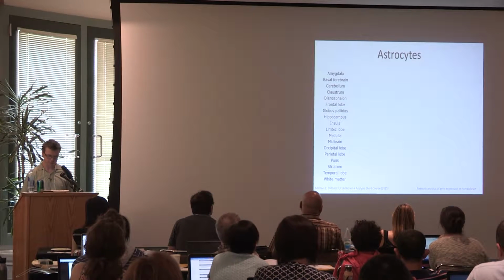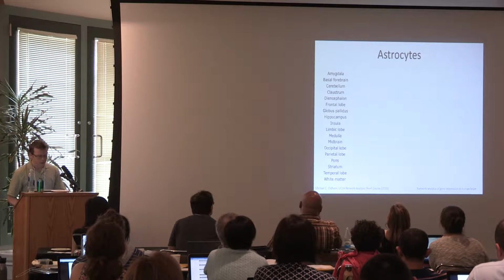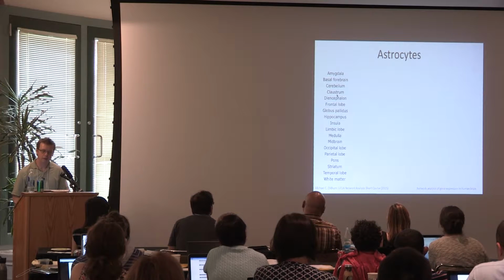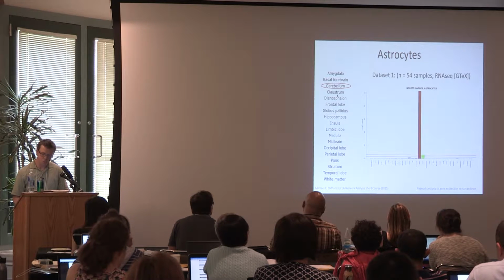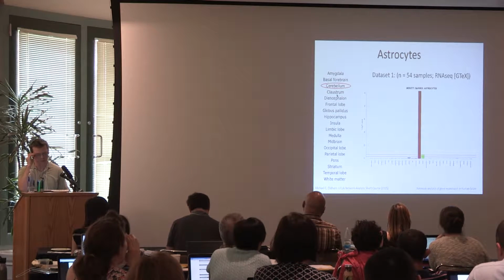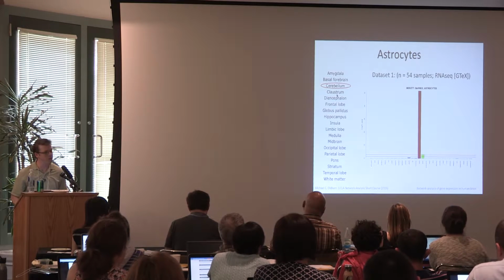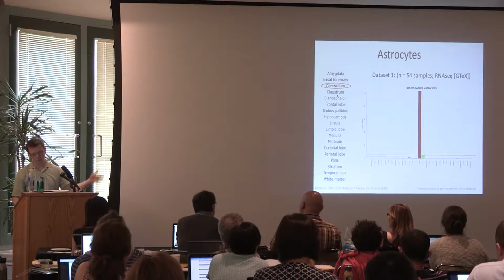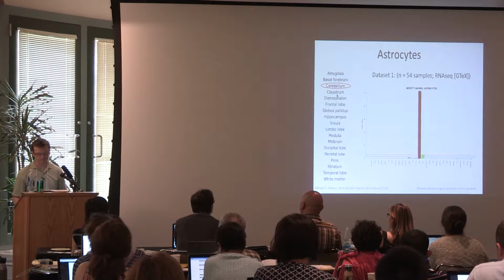Okay, so astrocytes. Here I'm showing all of the different human brain regions that we can now analyze. We'll start with one data set from cerebellum. This is a data set consisting of 54 samples from adult human cerebellum, all from different individuals. This is produced by the GTEx consortium, right?